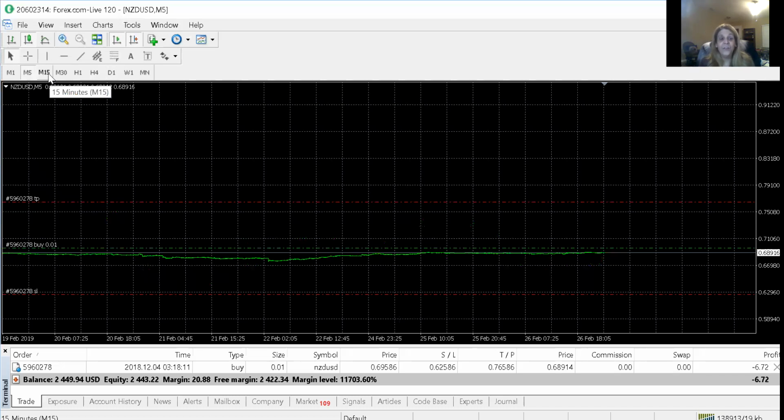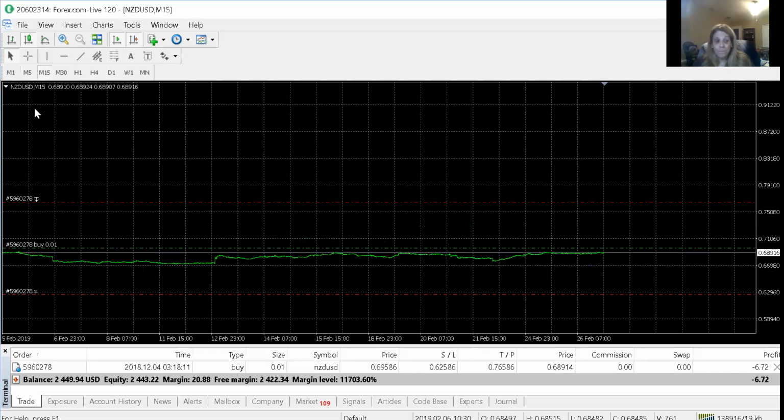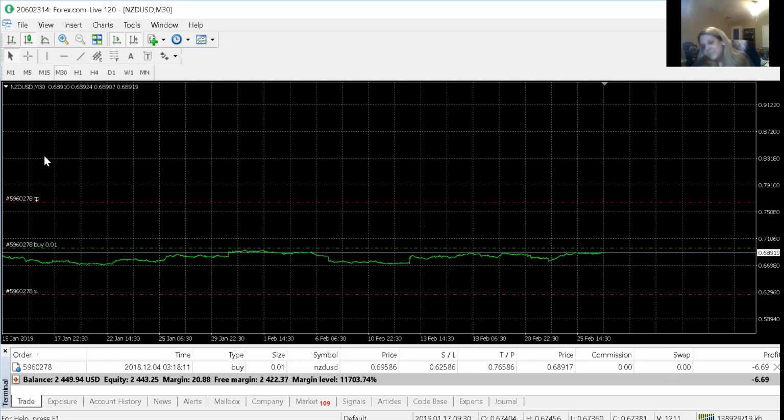Going into the 15 minute time chart, once again, I don't see anything. I see some movement, yes, but it only goes back to February 5th of 2019, which was only 3 weeks ago. Is that enough information? Not for me, it isn't. Going into the 30-minute time chart goes back to January 15th of this year. So we have 6 weeks.